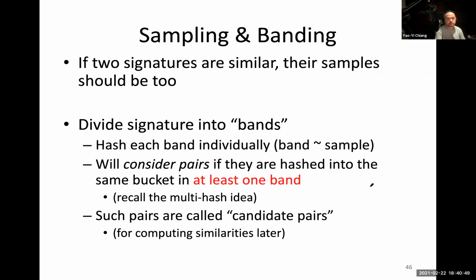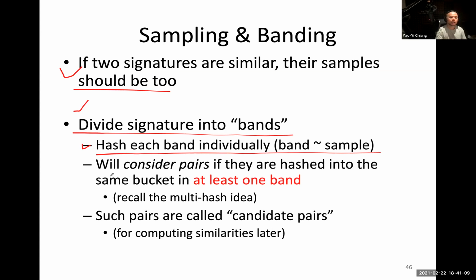Let's look at this. So we say if two signatures are similar, their samples should be similar. By taking samples, we can divide each signature into small bands. Then for each band, we just use a hash function to hash them individually. We will only consider comparing two strings if they hash into the same bucket in at least one band. Okay, so this is important. Such pairs are called candidate pairs, which means they could be similar, so we want to compare them. This hash function is a unique hash function so that only identical strings will be in the same bucket.